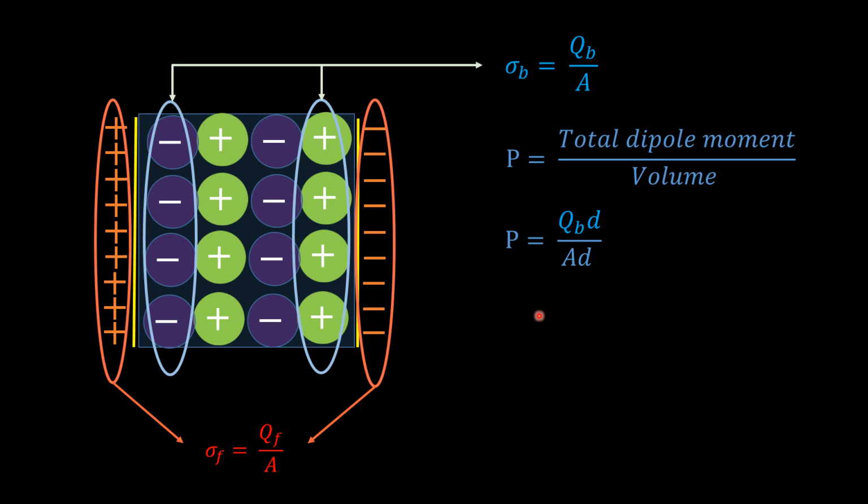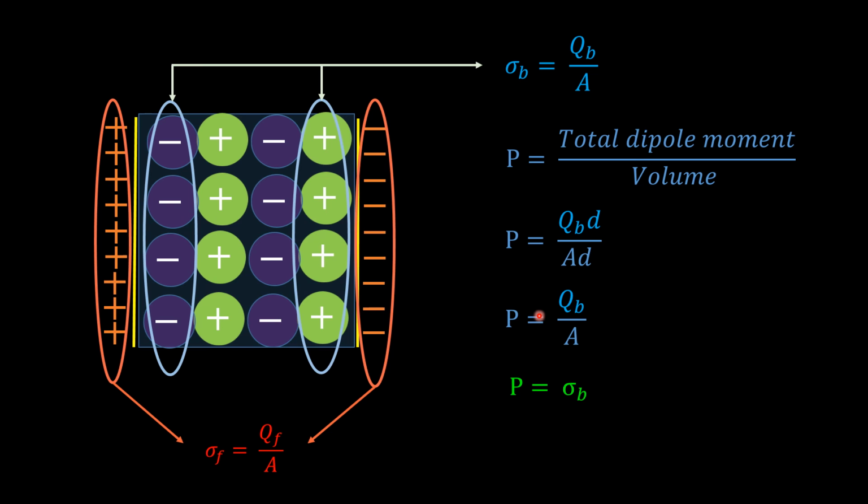So I can say that polarization is QB into D upon A into D. A is the area of the plates in meter square, and D is the distance in meter. So in the denominator we have meter cube. Now on simplification we get polarization to be QB by A. But QB by A is sigma B. So we can say that polarization is nothing but bound surface charge density.